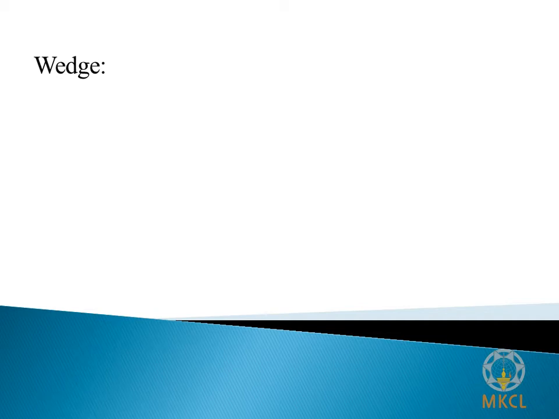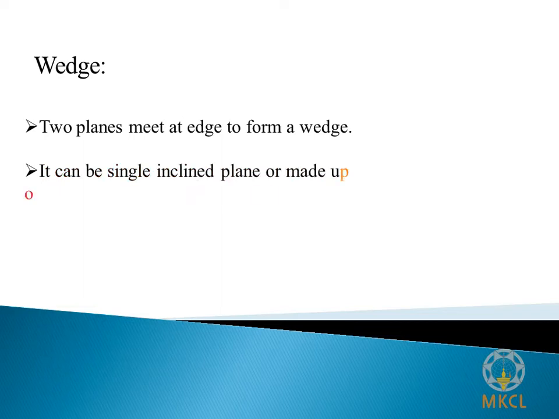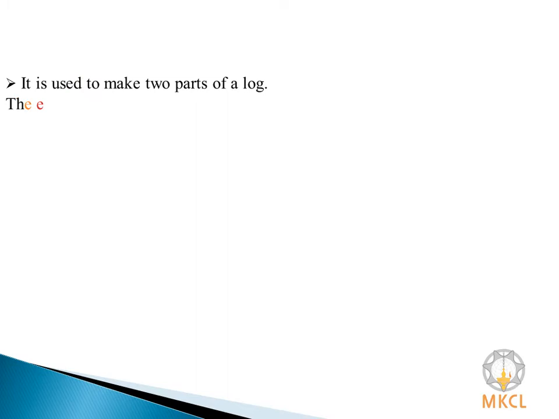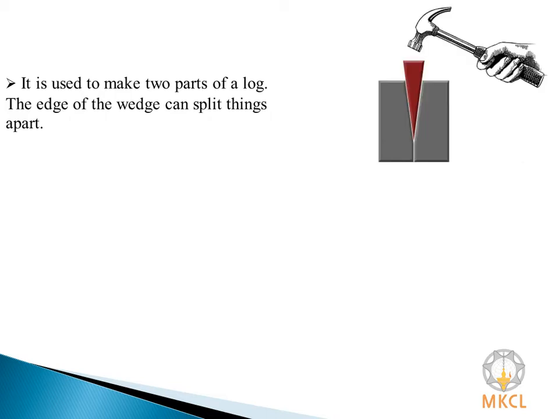Let us start with the wedge. Two planes meet at an edge to form a wedge. It can be a single inclined plane or made up of two inclined planes. We can see this in the figure. A wedge is used to split a log into two parts. The edge of the wedge can split things apart. That is shown in the figure.